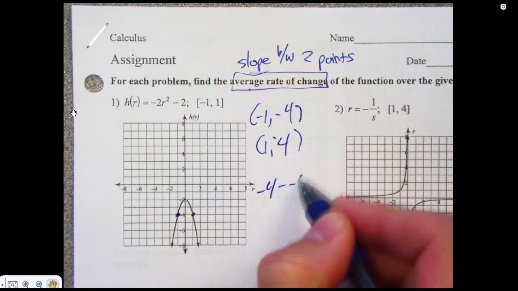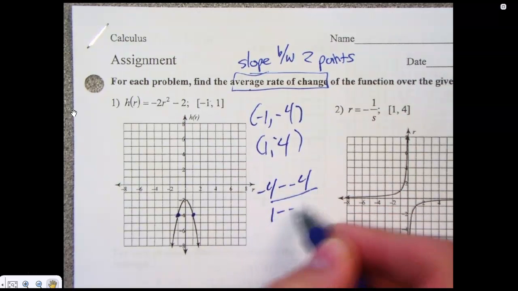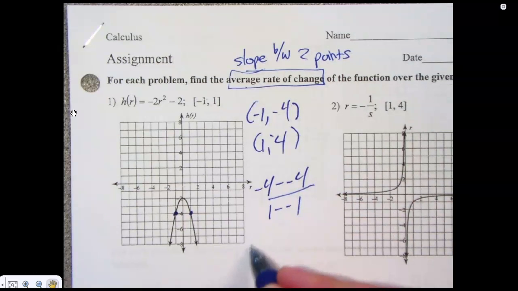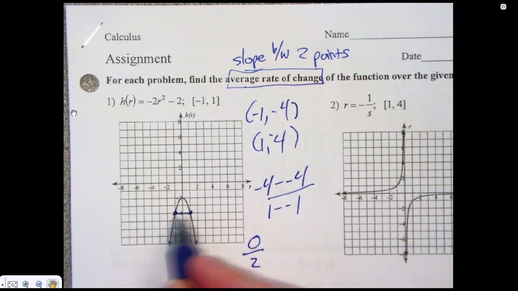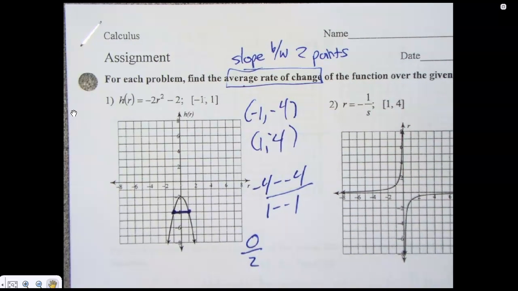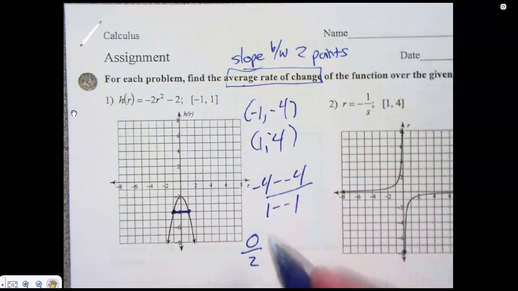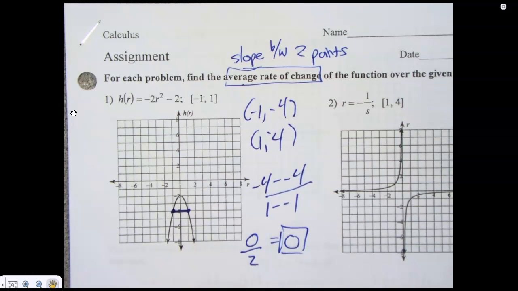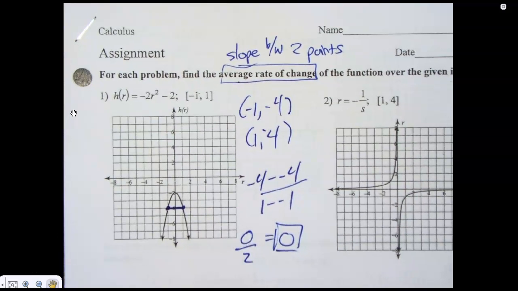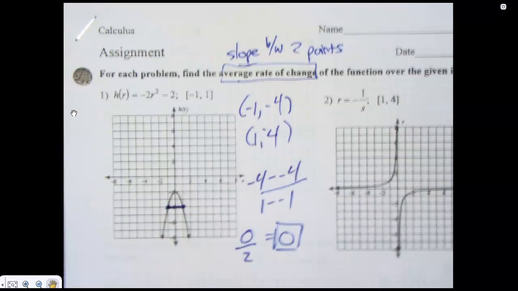So -4 minus -4 over 1 minus -1, which is 0 over 2. And if you just draw a line between those, what should the slope of that be? 0, and that's what we got. Does that make sense what I'm doing? Not bad at all, right? Do number 2.